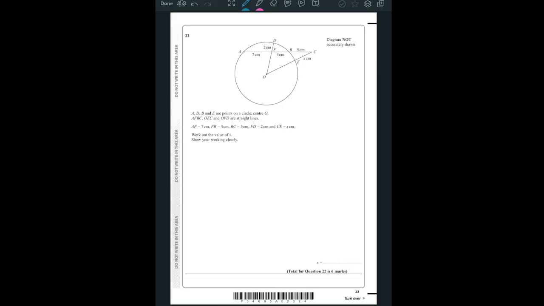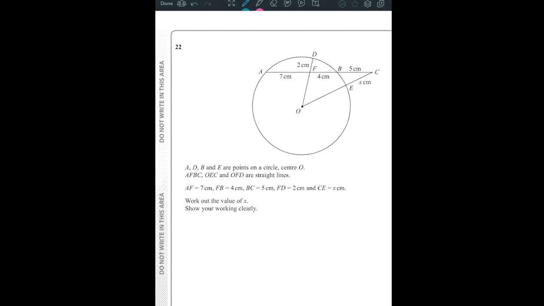Moving to question 22. Instinct is circle theorems, but as soon as we see distances, that should mean we start thinking not about circle theorems, but more about intersecting chords. So the problem is we have a chord here, but this is not yet a chord. So the first thing I'm going to do is make it a chord by making it go all the way. And let's call this point here, I've got A, I do have B, C, D, E, F. Okay. But how is that going to help me?